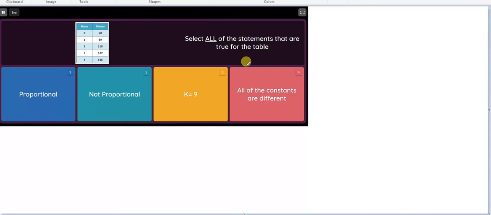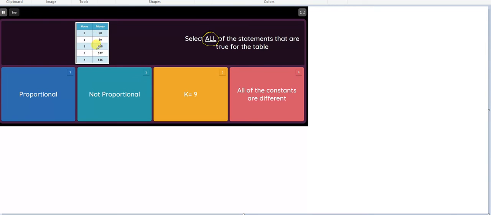So let's jump right in here with the first problem. It wants us to select all. Let me use a yellow here, that's probably going to show up a little better. Select all the statements that are true. So this is one where you can select multiple things.